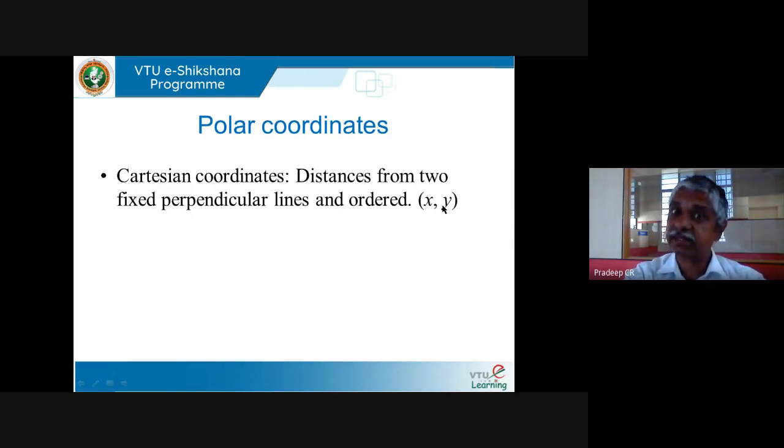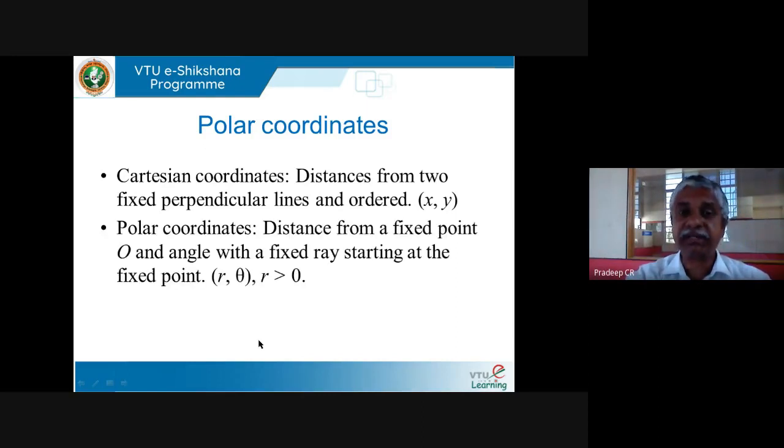And the x-axis and y-axis are fixed. There are two perpendicular lines in the plane. They are fixed, meaning the person who is solving the problem will decide which is the x-axis and which is the y-axis, and their intersection has coordinates 0, 0, because I have to go 0 on the x-axis and 0 on the y-axis to reach that point. It is the same as saying its distance from the y-axis and from the x-axis is 0. That's the origin. These are all standard terminology which you must already be familiar with, so I'm trying to go fast.